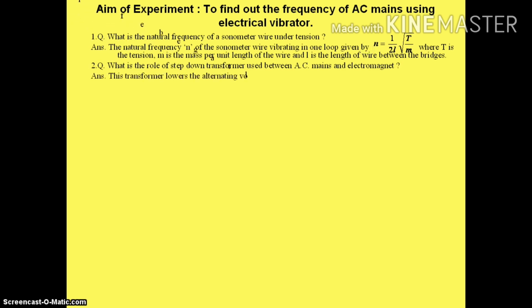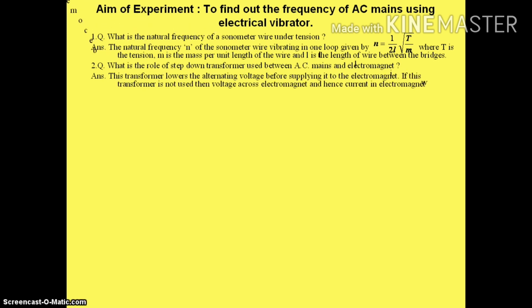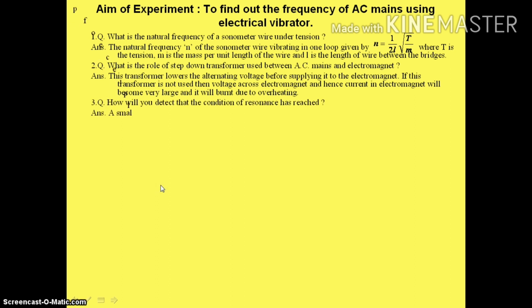So this transformer lowers the alternating voltage, as we already know, before supplying it into the electromagnet. If this transformer is not used, the voltage goes as it is to the electromagnet and becomes very large, and it will burn due to overheating. Okay, next question is how will you detect the condition of resonance has reached?